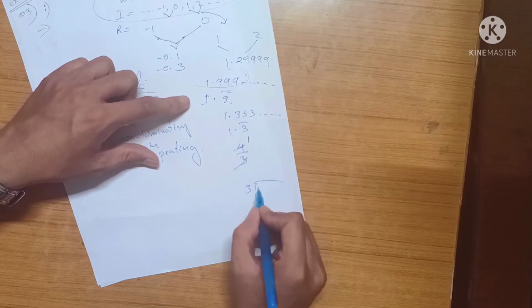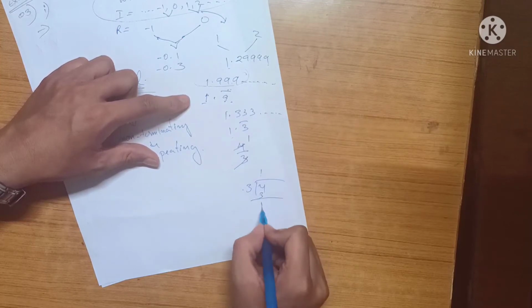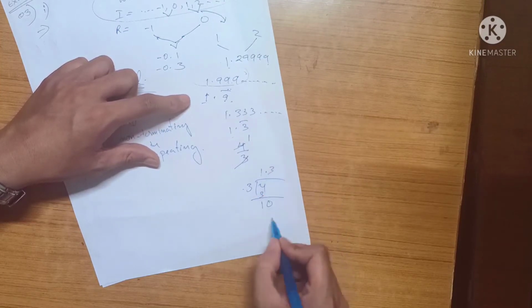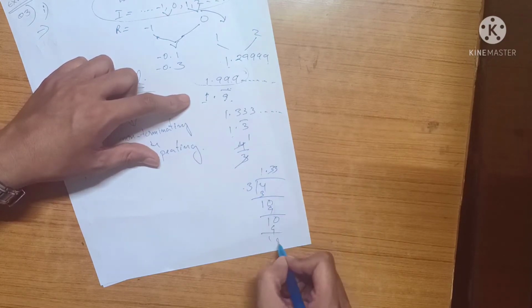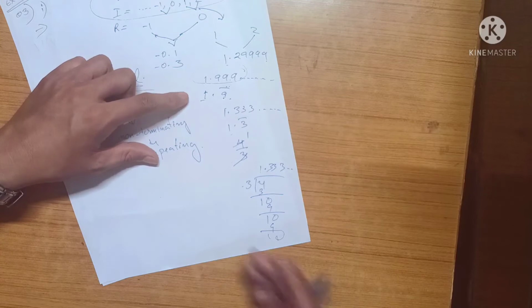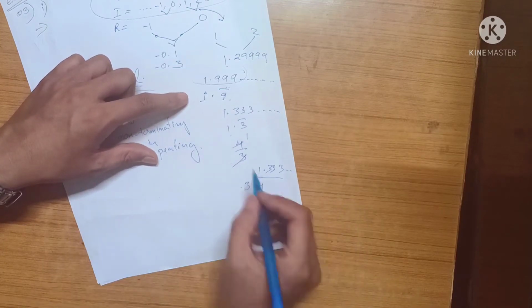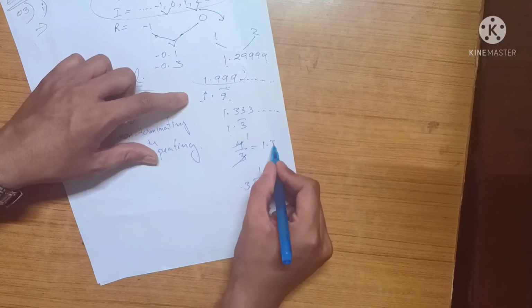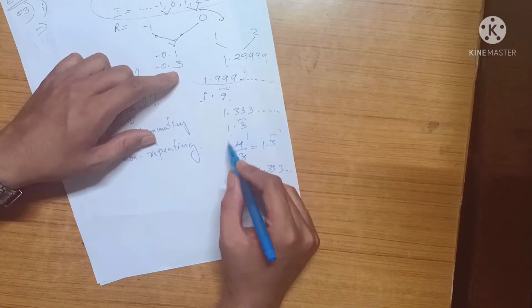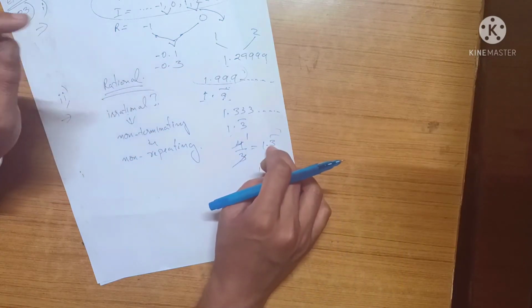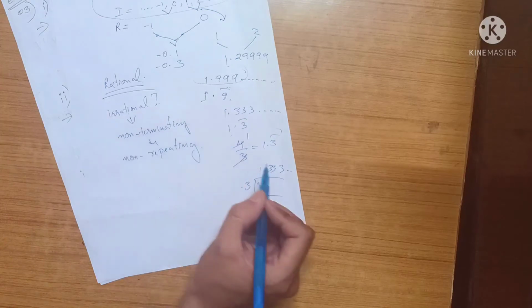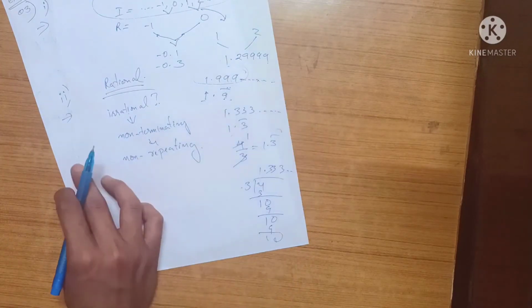See, if I divide 4 by 3, 3 ones are 3, 1 in hand, you put a point, 0 to the 9, 1 in hand, 0 to the 9, and it'll go on, right? So 4 by 3 literally is 1.3 bar. So even this is a rational number, because this is repeating. Irrational numbers are non-terminating, just like this, but they have to be non-repeating.